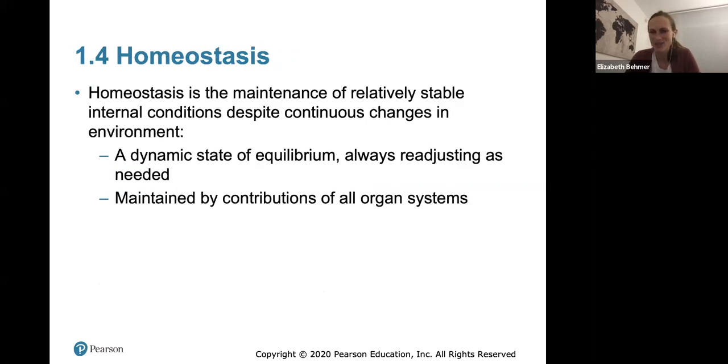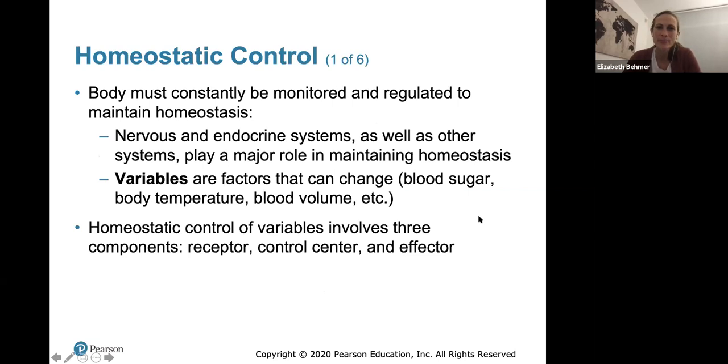Homeostasis, you should understand homeostasis well. This is the maintenance of a relatively stable internal condition in the body despite continuous changes in the environment. It's a dynamic state of equilibrium, which means it's trying to maintain an equilibrium, and it's always readjusting as needed. Homeostasis is maintained by contributions of all the organ systems. The body must be constantly monitored and regulated to maintain homeostasis.